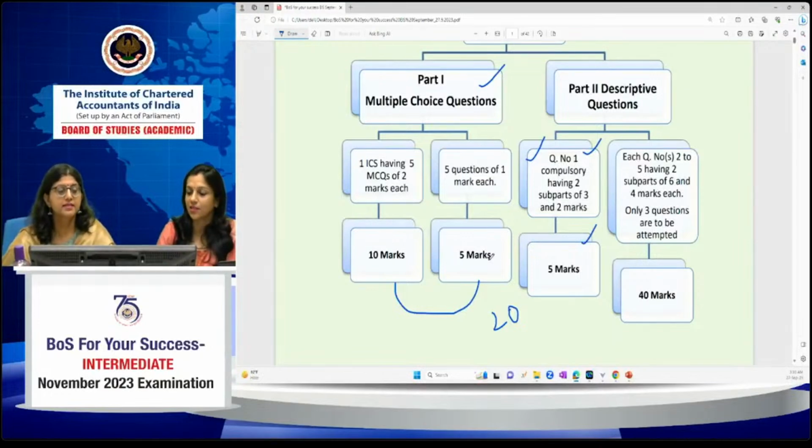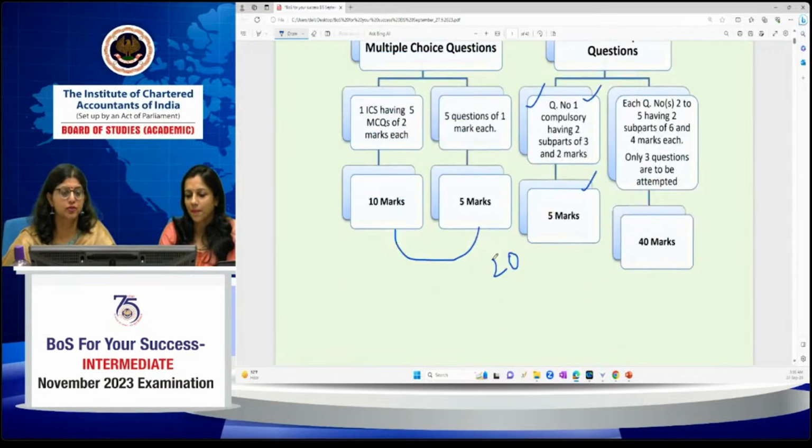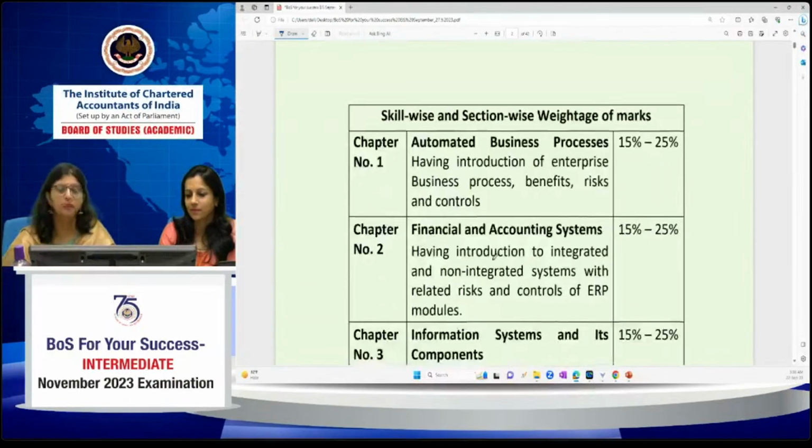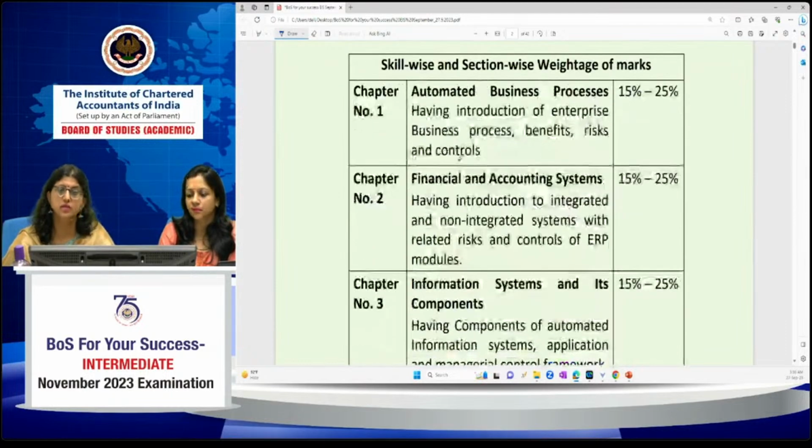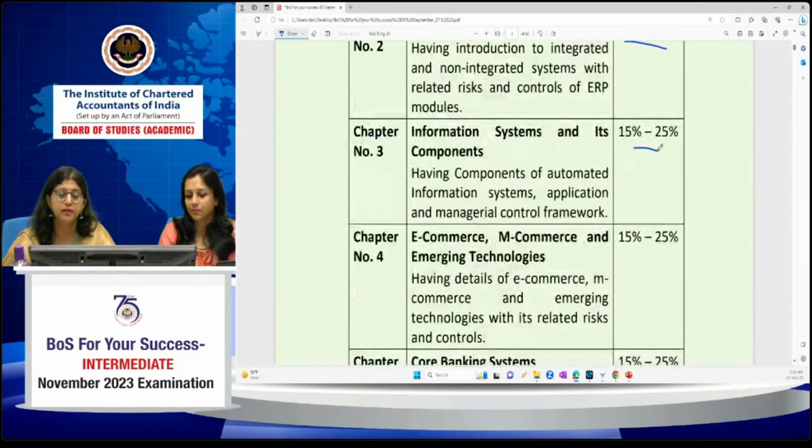Because this is the general query that we receive. This is one of the most favorite questions that students keep on posing to us. Now here we would like to clear the air that there is no such thing wherein we can clearly tell that this is an important chapter as compared to others, because this is a skill-wise and section-wise weightage of marks. It's very much there on the institute's website, wherein we clearly mention that each of the chapters holds equal weightage, which is 15% to 25%.